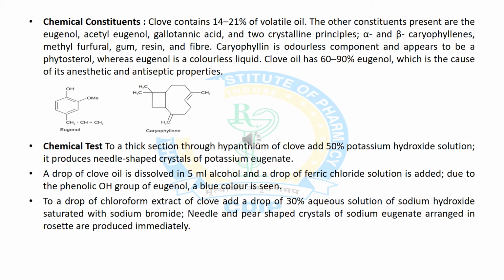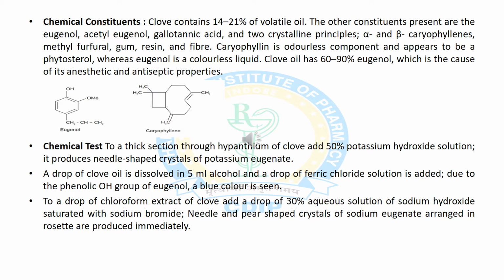Now we will discuss various identification tests for clove bud. First of all, we take a TS section of the hypanthium of clove and treat it with 50% potassium hydroxide solution, so we can observe needle shaped crystals of potassium eugenate. The second test: we take a drop of oil, dissolve it in 5 ml of alcohol and then treat it with ferric chloride solution. Due to the presence of eugenol, the OH group, it shows a blue color.